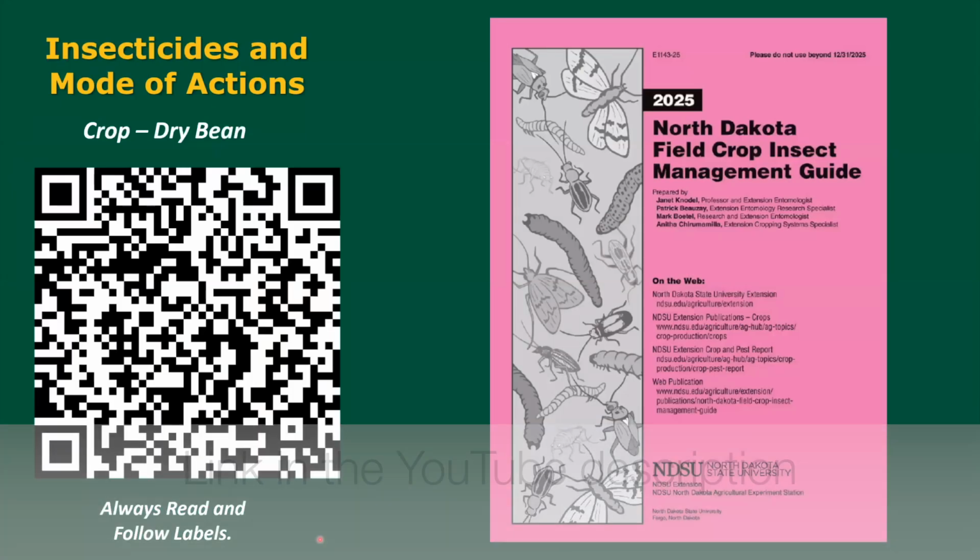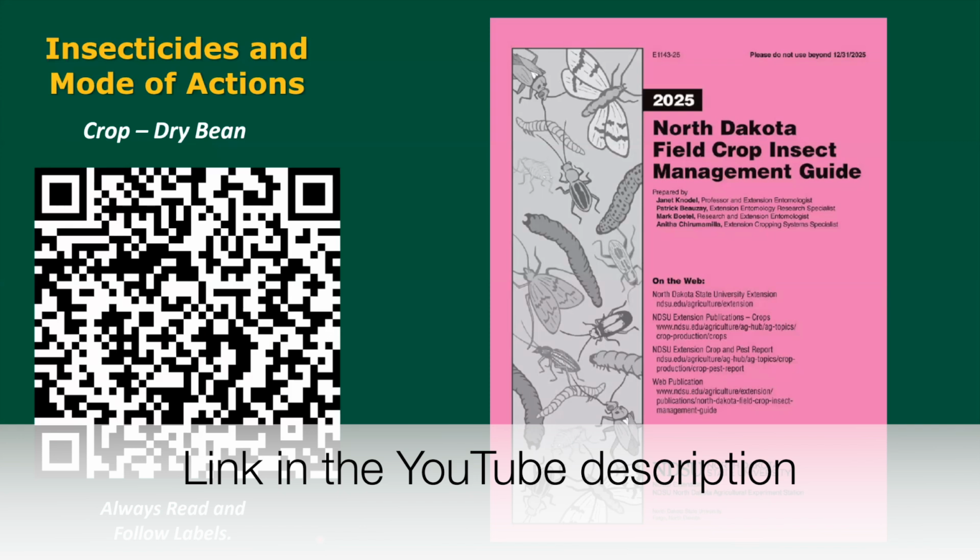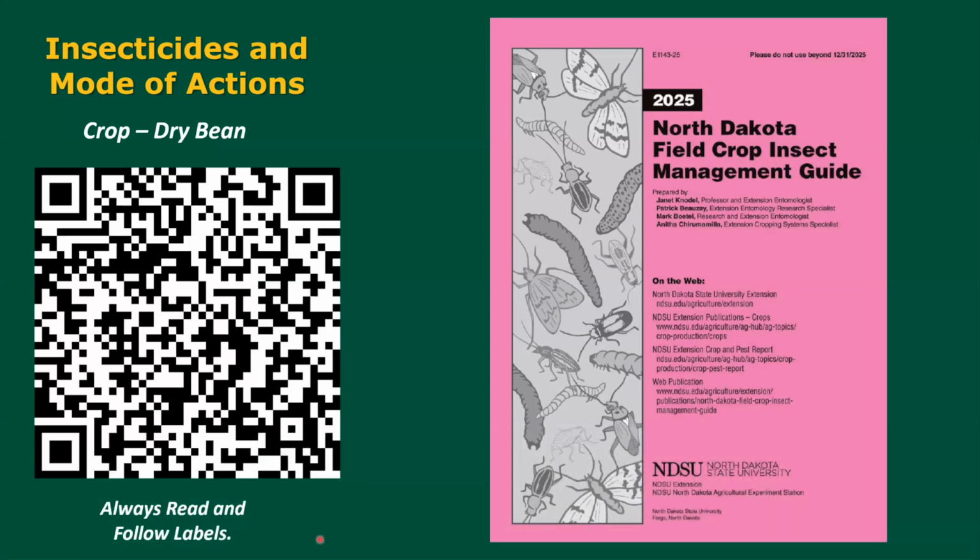All the thresholds and insecticides are listed for dry beans in our North Dakota Field Crop Insect Management Guide, so you can access that. I don't expect you to remember all those thresholds. They're all in the guide, as well as the insecticides that are registered in that crop and for that insect.